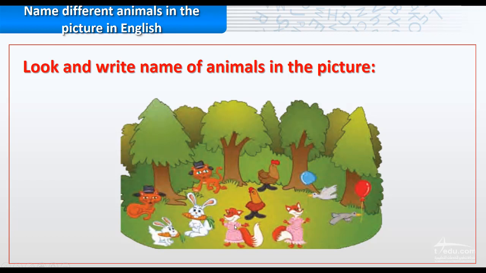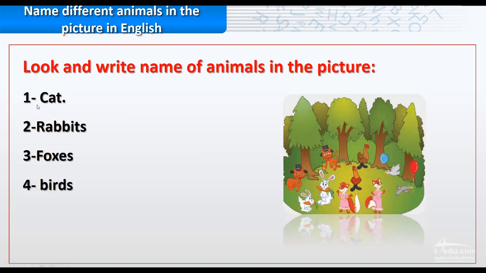And what is this? Correct. Yes. Fox. Yeah. And this one. A bird. Excellent. It's a bird. And this is a rooster. Rooster. Kind of birds. Good.